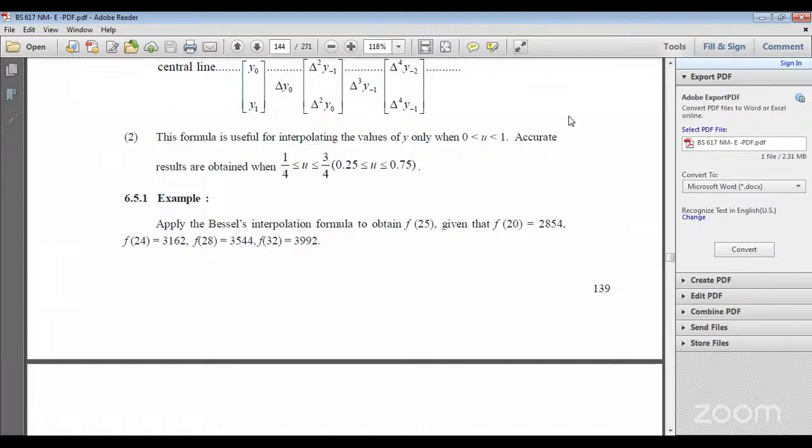So one example we are taking here. So what is the example? Apply the Bessel interpolation formula to find f(25), given that f(20) = 2854, f(24) = 3162, f(28) = 3544, f(32) = 3992.